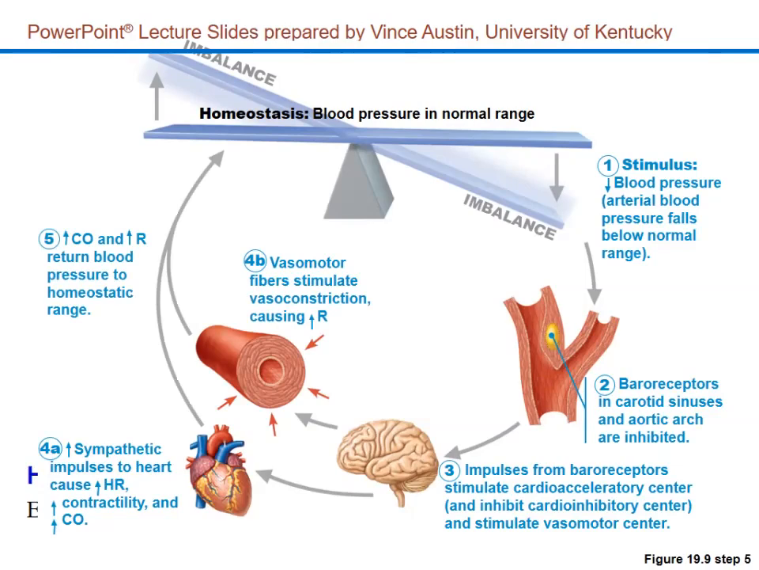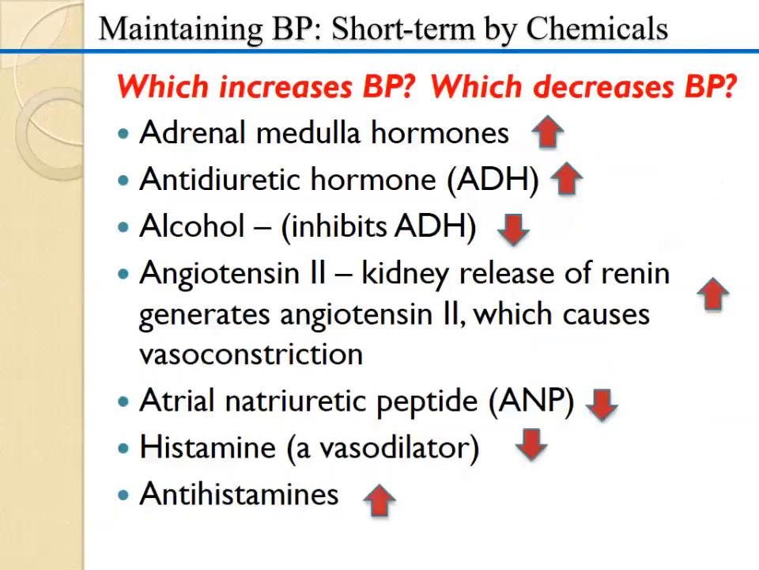All right, cool. So here's the game. Adrenal hormones will increase BP. This is epinephrine, this kind of thing. Adrenaline, right? Antidiuretic hormone, since it causes more water reabsorption, more fluid volume will increase BP. Alcohol actually inhibits ADH, causing you to pee more, right? Decreasing BP, at least temporarily.